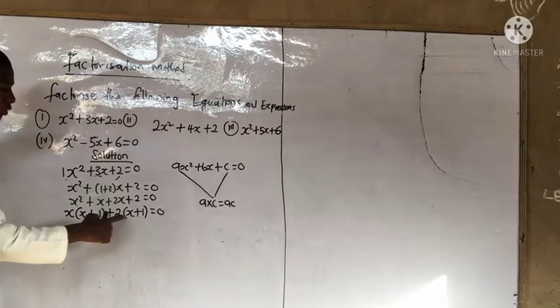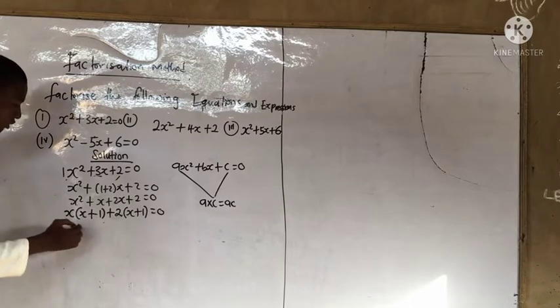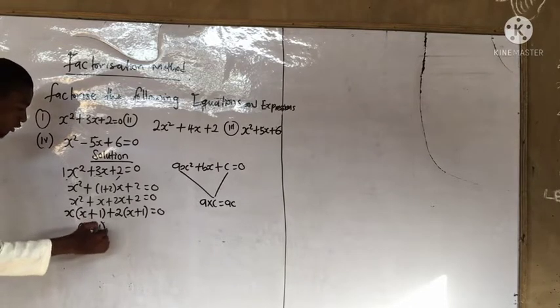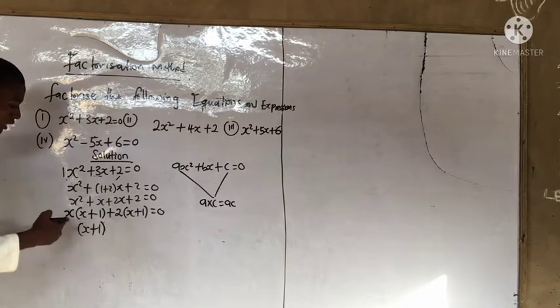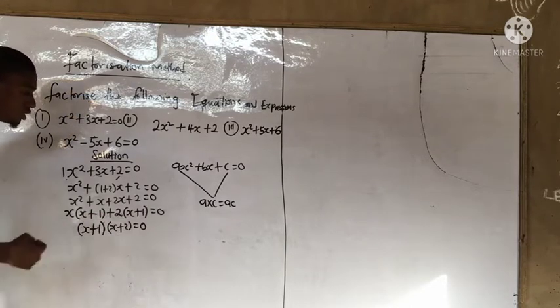So you have x plus 1 here, and x plus 1 here. You don't have to bother yourself since they are both the same. You just have to pick one, which is x plus 1, out of it. Then the outside factor, which is x plus 2, is equal to 0.